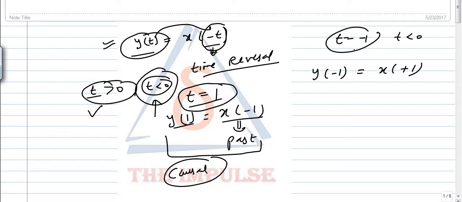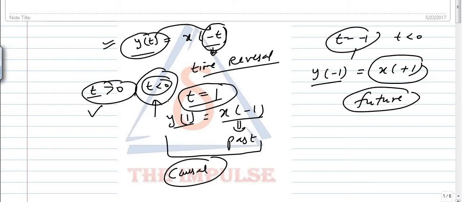So under this condition, for any present value, my output depends upon the future value of input. One should not commit that mistake that the person is checking only for the positive time, he is not checking for the negative time. So the answer may be wrong. So we have to check for the causality for all time. The output should be dependent on input for all time.